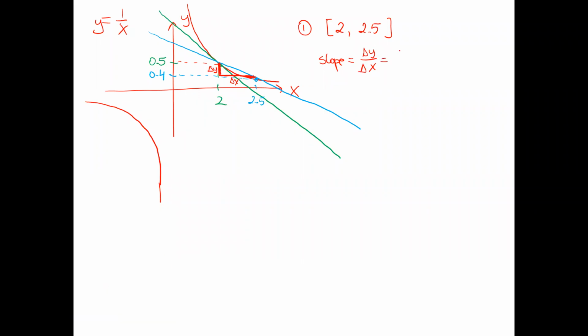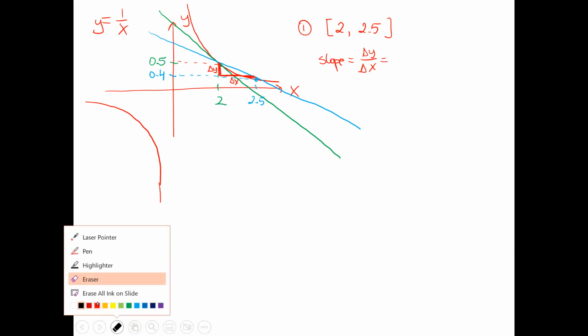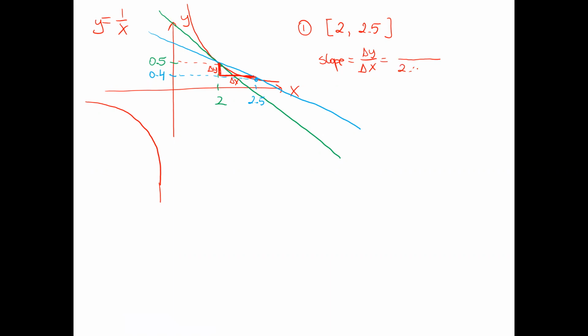Let's start with the x: 2.5 minus 2, and the corresponding y value for 2.5 is 0.4 minus 0.5. We will always have the point (2, 1/2), because this is the point of tangency. 1/2 is the same as 0.5, so this will not change. We will just get closer and closer.